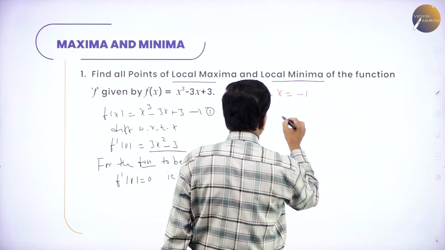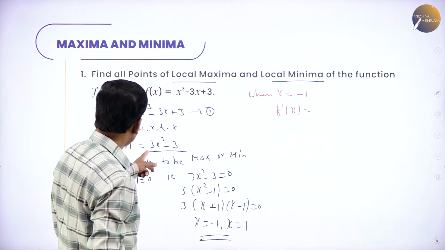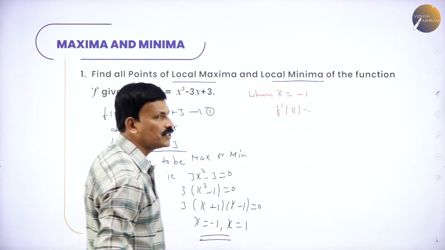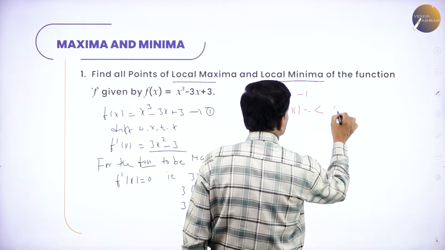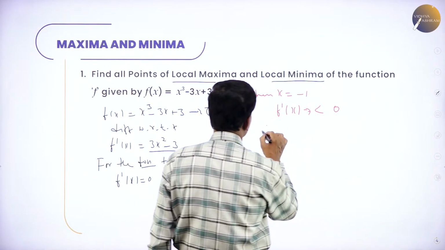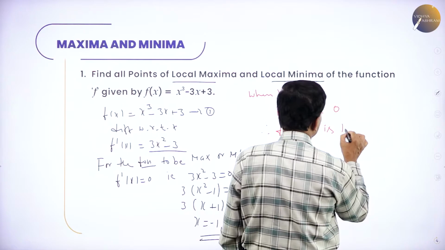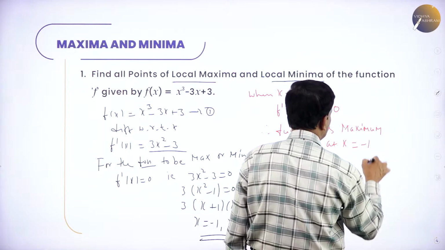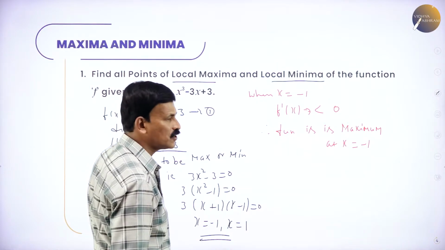When x = -1, f'(x), if x is replaced by -1, then this is what we are going to get. So, at x = -1, f'(x) is less than 0. This is negative. So, if f'(x) is less than 0, the function is maximum at x = -1. Therefore, the function has a local maximum at x = -1.